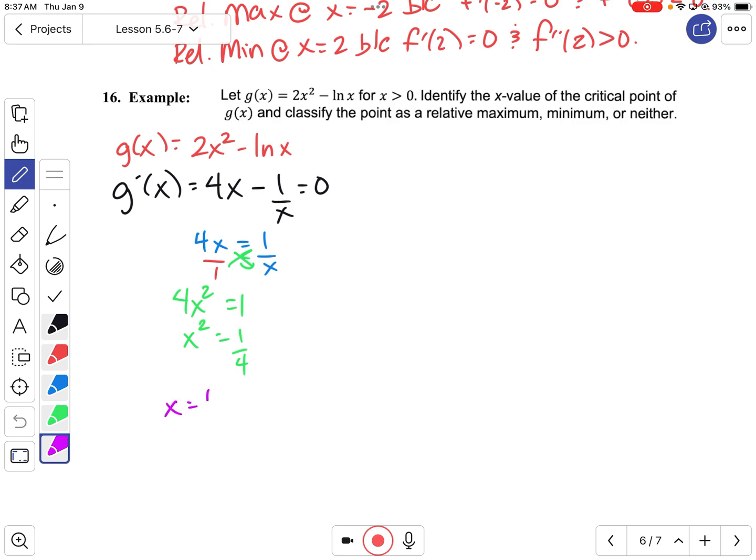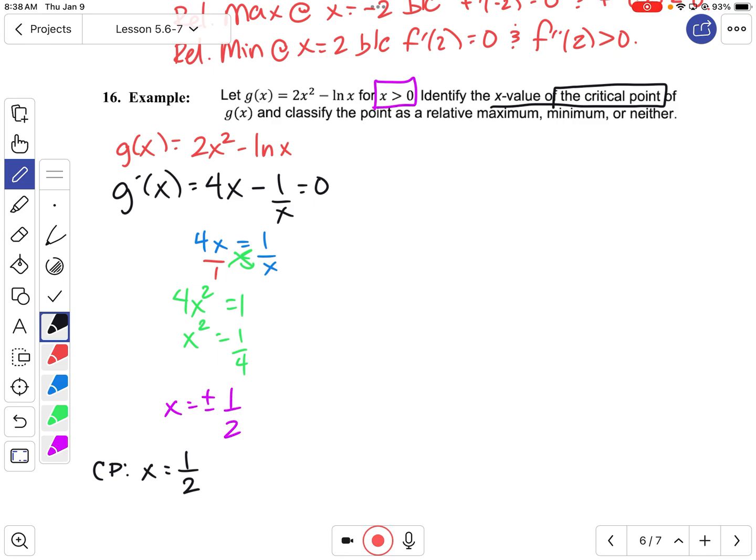Plus or minus 1/2. Now, we have to be sure that we're reading carefully, because what does it say about my function? We're only talking about where x is greater than 0. So the only critical point that I'm going to consider is x equal to positive 1/2. Okay, I don't have to worry. And I also think it's interesting that it says up here the x value of the critical point. All right, so that was a clue too, that we might get more than one. All right, but we only wanted one. So I think that's interesting that they gave us that clue.